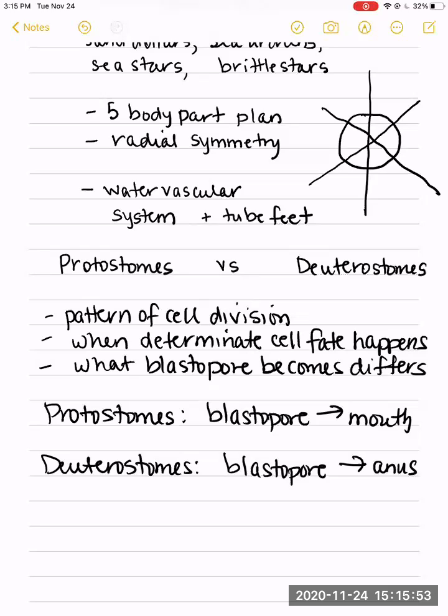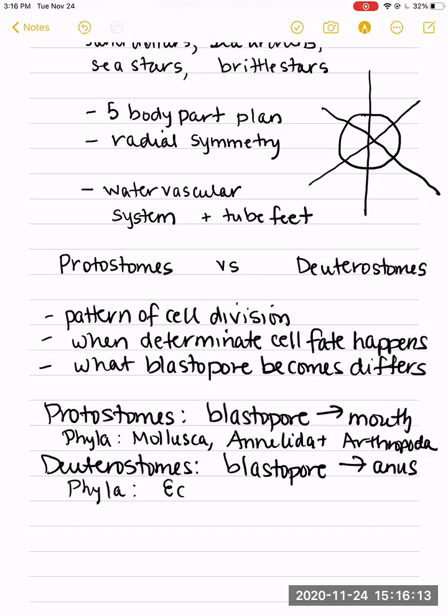Who are the protostomes? It's phyla Mollusca, Annelida, and Arthropoda. Who are the deuterostomes? Two phyla, Echinodermata and Chordata, which is going to include us.